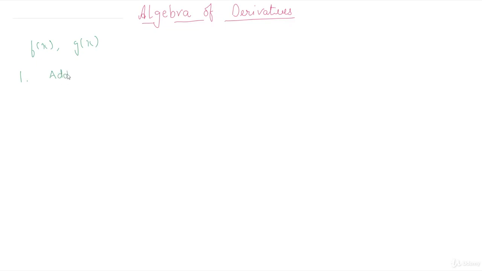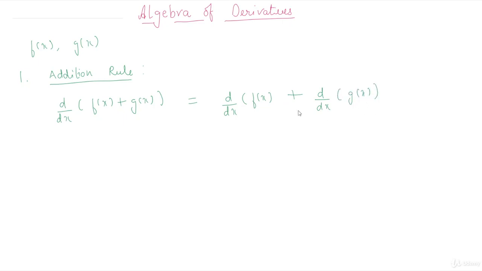So first of all, there is the addition rule, right? So what is the addition rule? It is d by dx, that is, the derivative of a function which is the addition of two functions f of x plus g of x. So the derivative of this whole function is equal to the sum of the derivatives of both the functions, that is d by dx f of x plus d by dx g of x, right? So this is the addition rule.